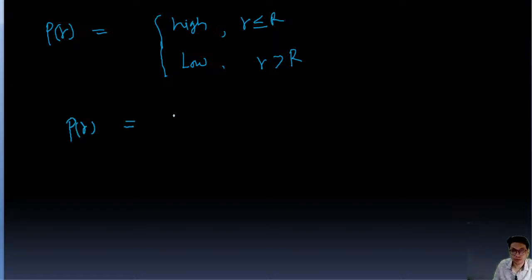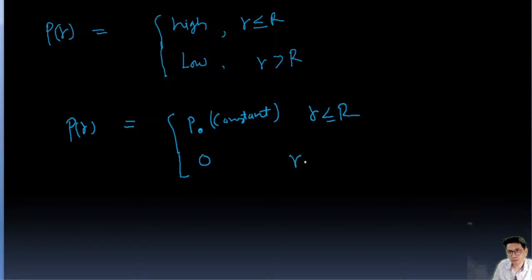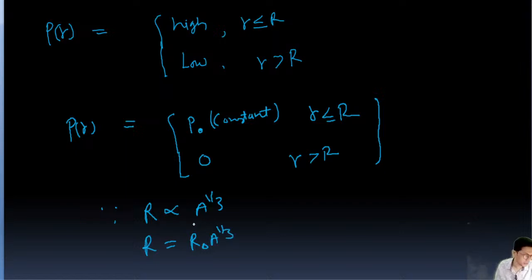Or we can write like this: the density of the nucleus, rho(r), is rho naught, which is constant, when r is less than or equal to capital R, that is the radius of that nucleus sphere, and this is 0 when r is greater than capital R. So this is the density of the nucleus, guys, because the nucleus is very dense in the sphere of radius R. So from here, since we know R is proportional to A to the power 1/3, we can write R equals R naught A to the power 1/3. R naught is constant.